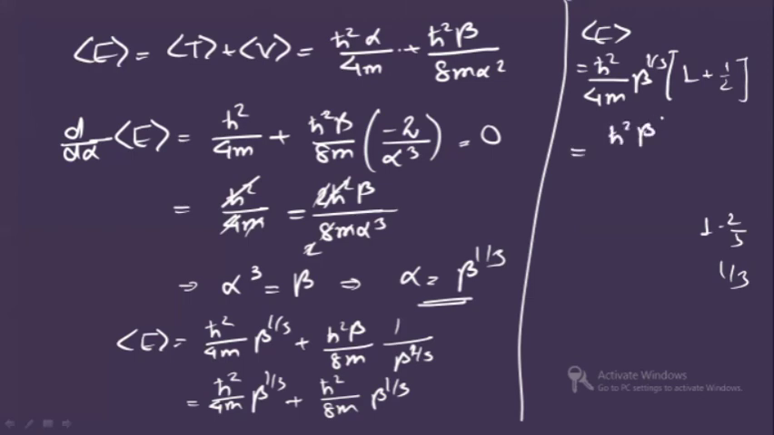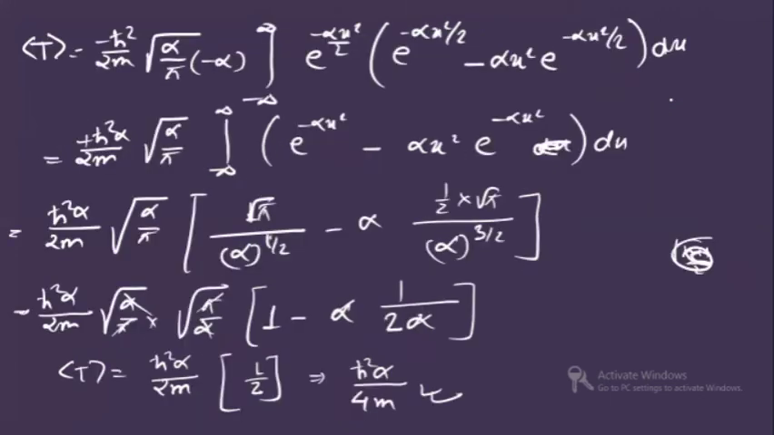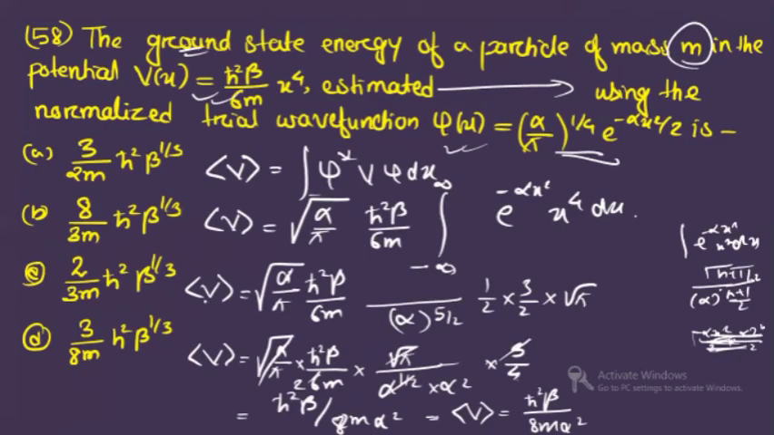So I can write it as h cut square beta to the power 1 by 3, 3 by 2 means 3, 4 2's are 8m. All right. So this is the answer. 3 by 8m into h cut square beta to the power 1 by 3. So the correct option is 3 by 8m h cut square beta to the power 1 by 3. So the correct option is option D. Clear? Now let's see the next question.